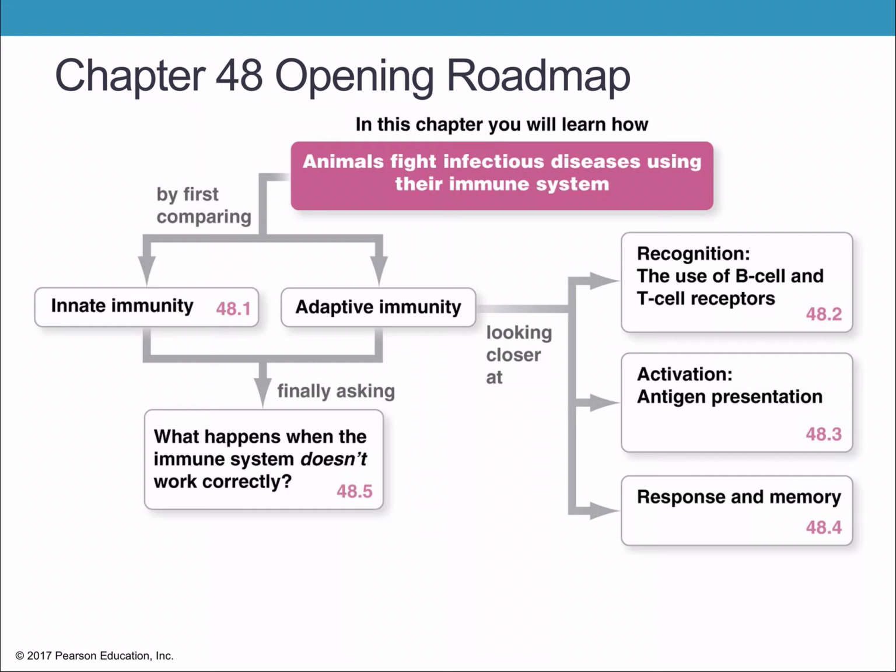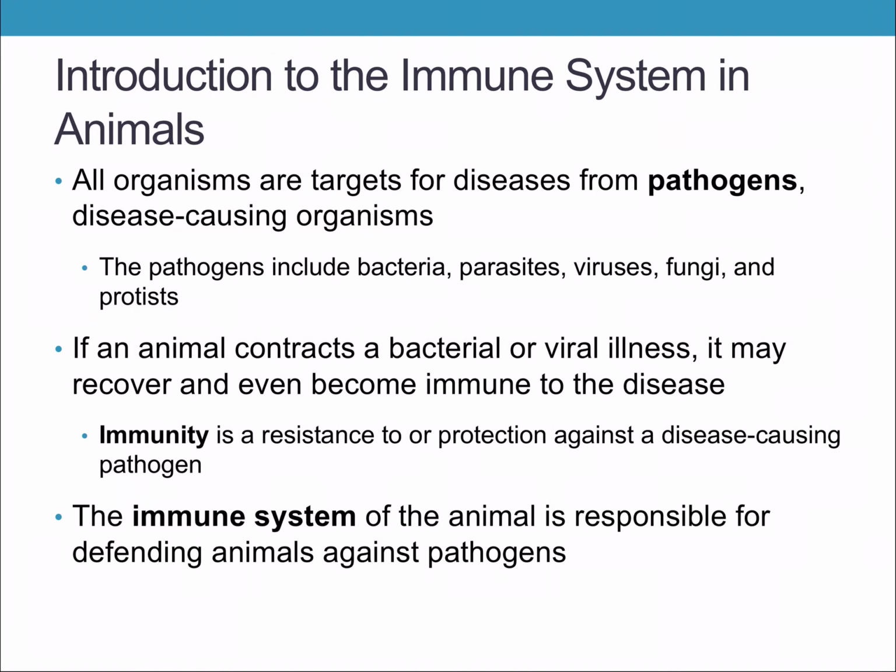So adaptive immunity recognizes various pathogens using B cell and T cell receptors. Antigen presentation is how this type of immunity is activated, and then also response and memory, so that when we come into contact with a pathogen again, we're ready to defend against it very quickly. We'll also look at how the immune system is affected by not working correctly, and we'll see some examples of that. So you want to recognize the term pathogen as being any disease-causing agent.